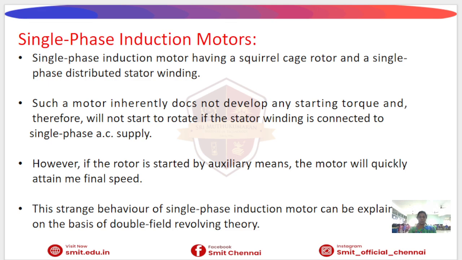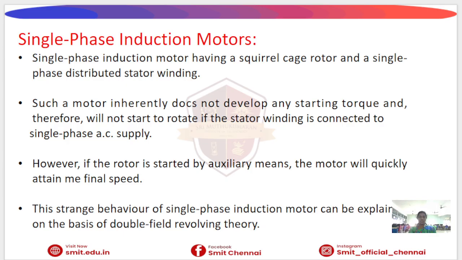This is a single-phase motor. It has a squirrel cage rotor and a single distributed stator winding. The stator is the stationary part and the rotor is the rotating part. In the rotating part, we have a squirrel cage. Such a motor does not develop any starting torque, so the motor is not self-starting.